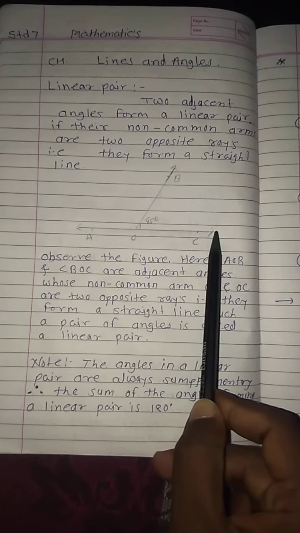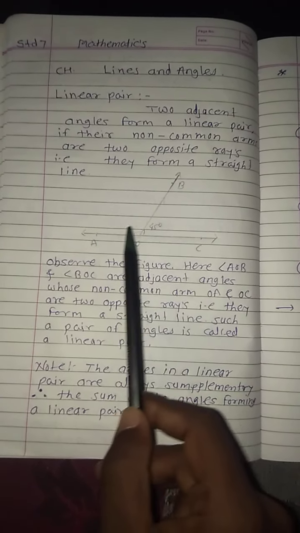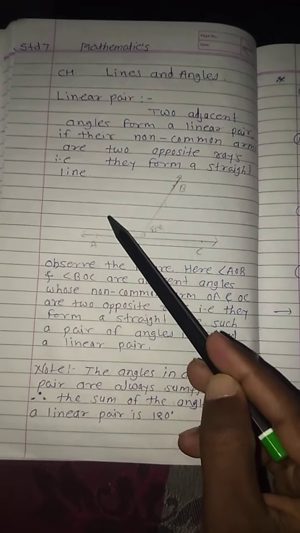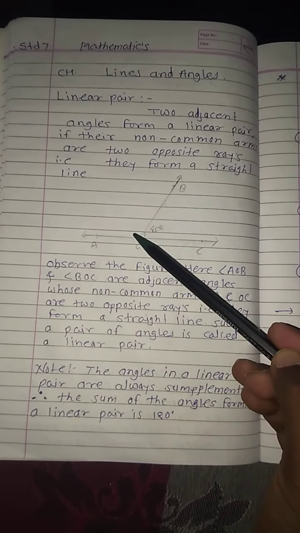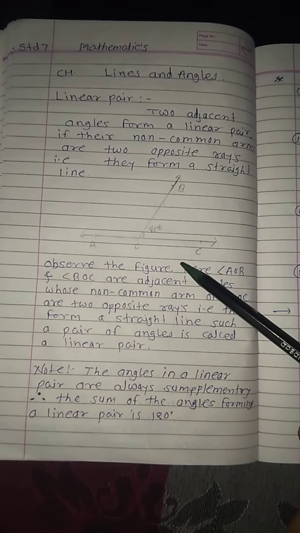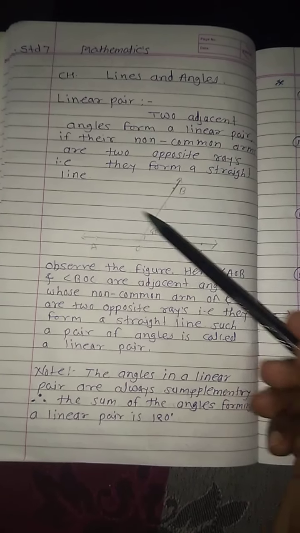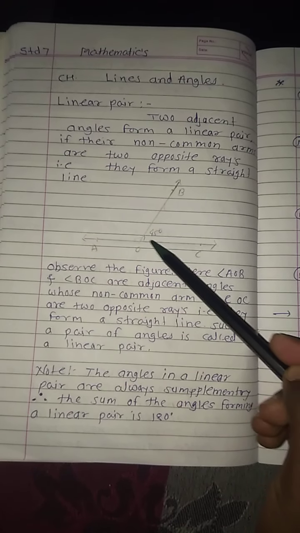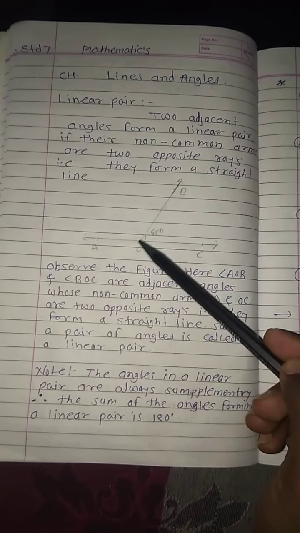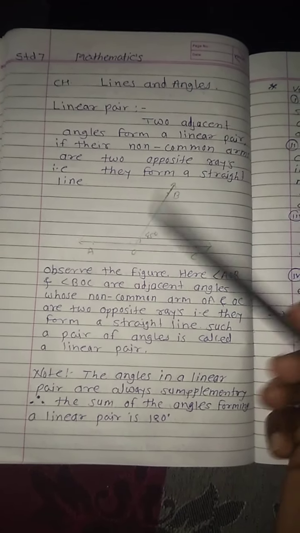Look at this. This ray is on this side and this ray is on this side, meaning they are opposite to each other. Two adjacent angles, angle AOB and angle BOC, are adjacent angles, and their non-common rays OC and OA are opposite to each other. That is why they are a linear pair.